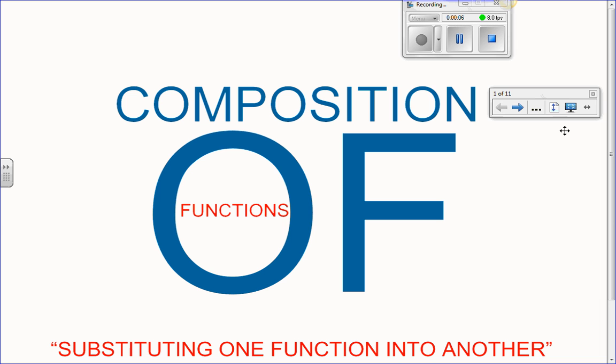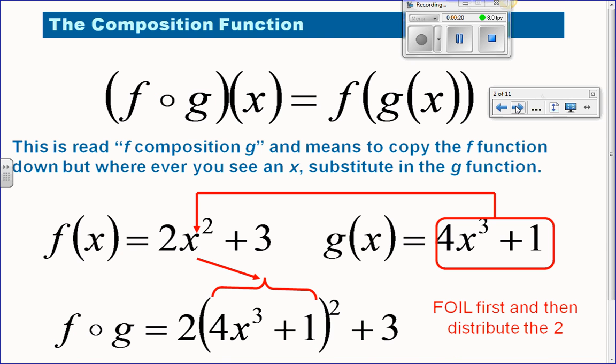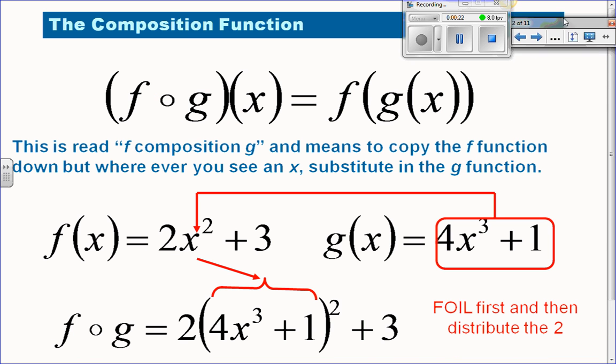Compositional functions. You might also hear them called composite functions. And this is all about substituting one function into another. We're also going to look at the inverses of functions. So composite functions and inverse functions. Okay. So compositional functions or composite functions.